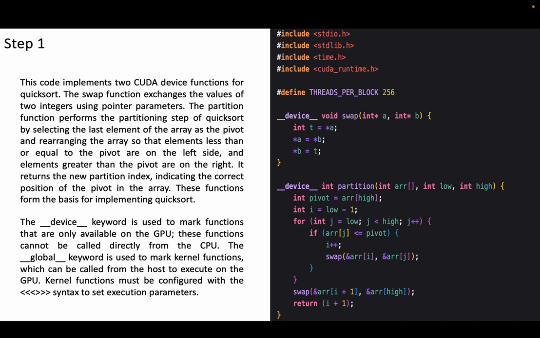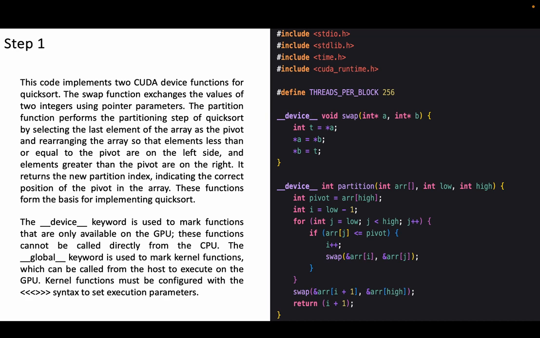element of the array as a pivot and rearranging the array so that elements less than or equal to the pivot are on the left side, and elements greater than the pivot are on the right. It returns the partition index, indicating the correct position of the pivot in the array. So these functions form the basis of QuickSort.